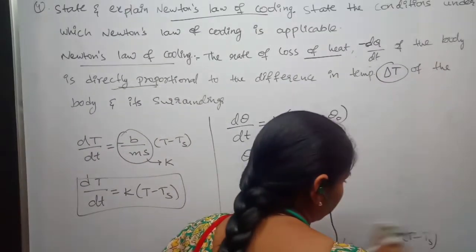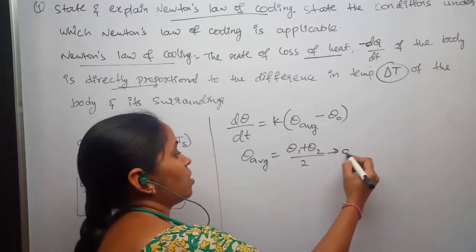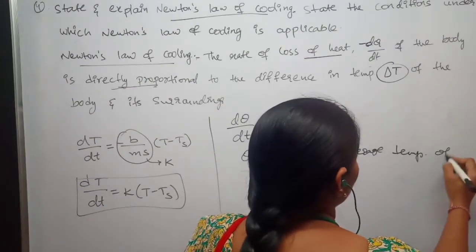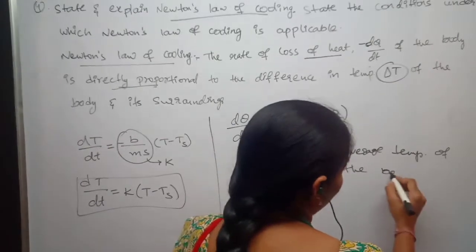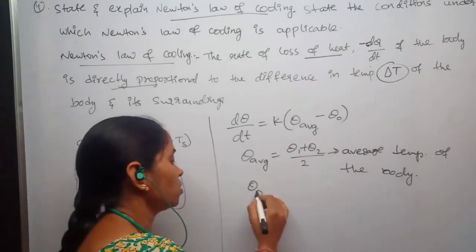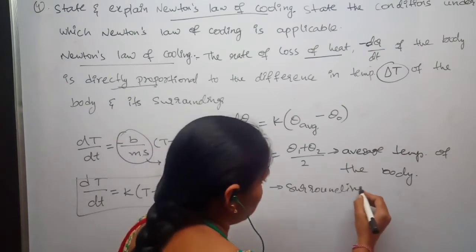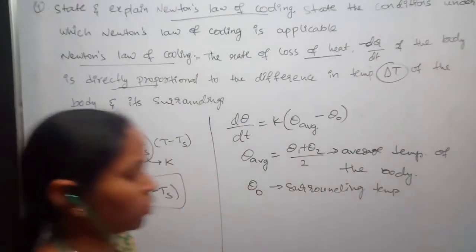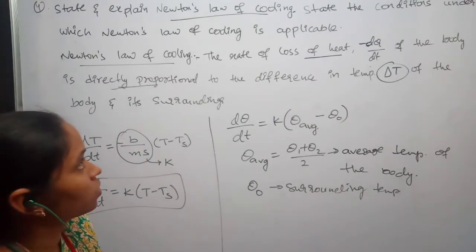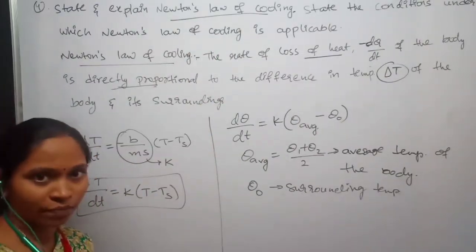Copy in your notebook. This is the average temperature of the body, and theta naught is the surrounding temperature. Copy this. And in our question we have, state the conditions under which Newton's law of cooling is applicable.